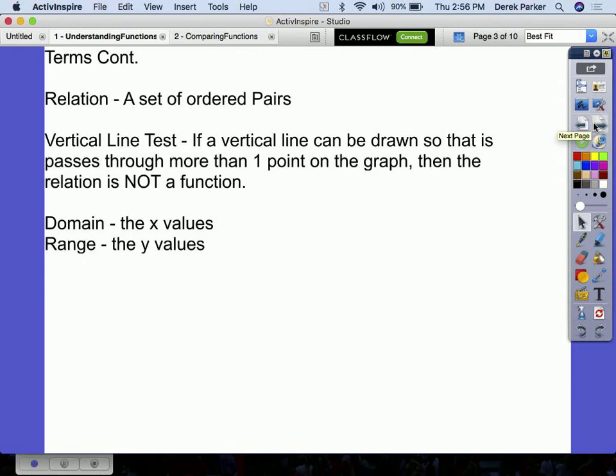Also terms to know: a relation is a set of ordered pairs. Vertical line test: if a vertical line can be drawn so that it passes through more than one point on the graph, then the relation is not a function. And the domain are your x values and the range are the y values.